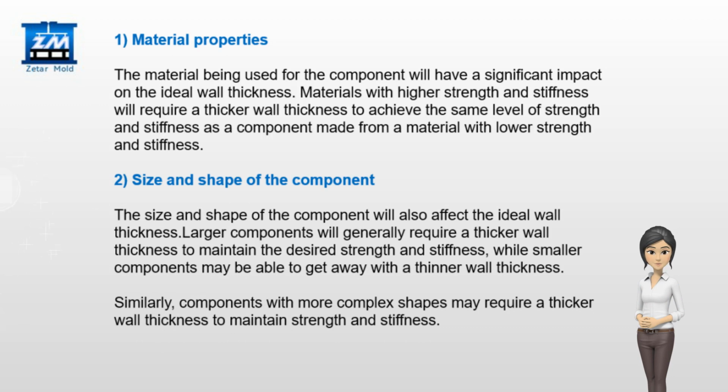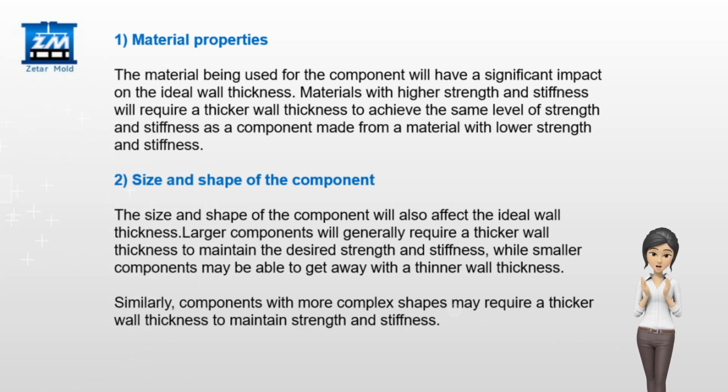Material properties. The material being used for the component will have a significant impact on the ideal wall thickness. Materials with higher strength and stiffness will require a thicker wall thickness to achieve the same level of strength and stiffness as a component made from a material with lower strength and stiffness.